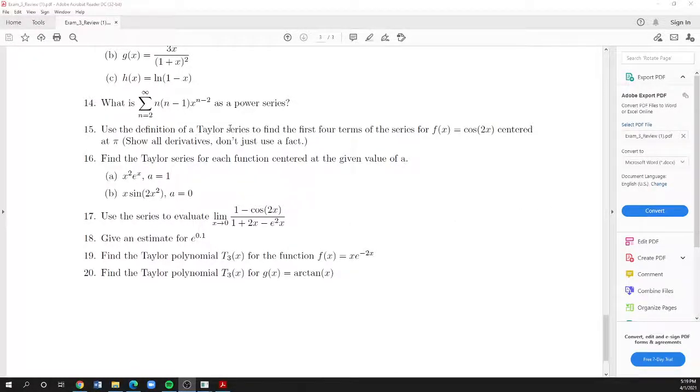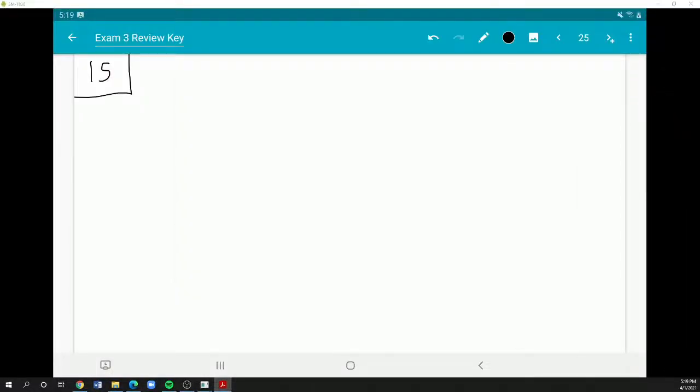15. Use the definition of Taylor series to find the first four terms of f of x equals cosine 2x centered at pi. So let's go ahead and look at that. So f of x is equal to cosine 2x, and we want to use the Taylor series. So let's remember the definition.